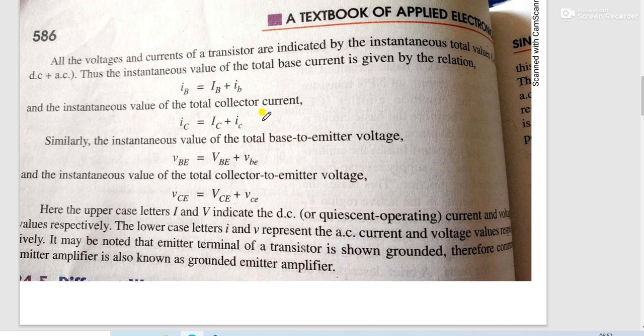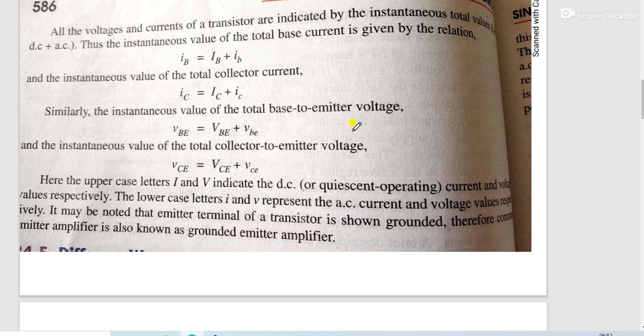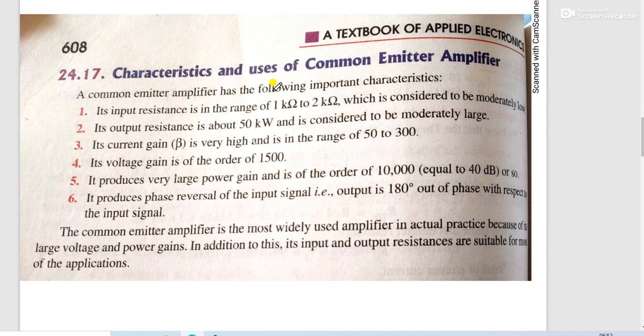Apart from this calculation part, we are more interested in understanding the characteristics. Here are the characteristics and uses, that is, applications of the common emitter amplifier. A common emitter amplifier has important characteristics. The input AC resistance ranges between 1 kilo ohm and 2 kilo ohm, which is moderately low. Its output resistance is about 50 kilo ohm, which is very large compared to the input one.